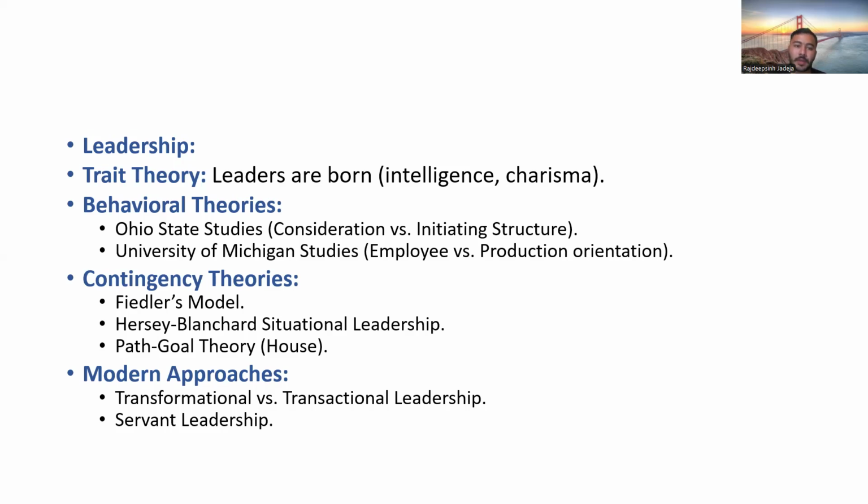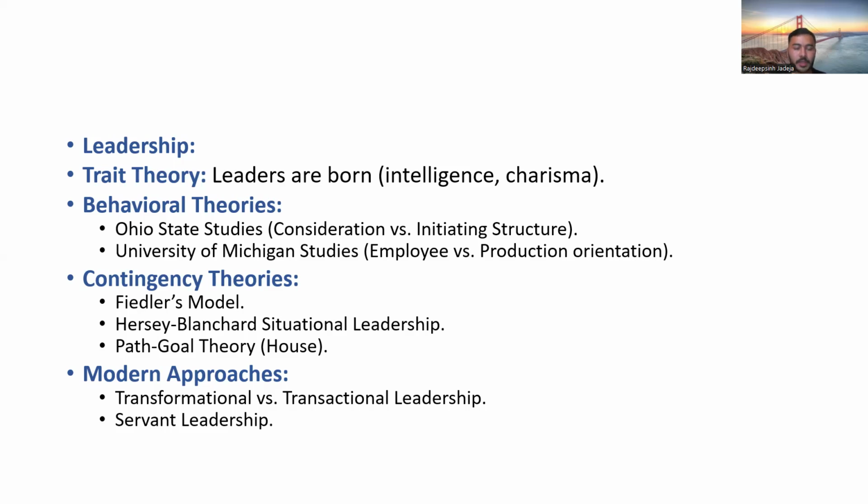Behavioral theories are given by the Ohio State University and University of Michigan studies. Contingency theories are given by three scientists: Fiedler's model, Hersey and Blanchard's situational leadership, and path-goal theory. And the third one is the modern approach, which is transformational versus transactional leadership and servant leadership. So these are the theories of leadership.